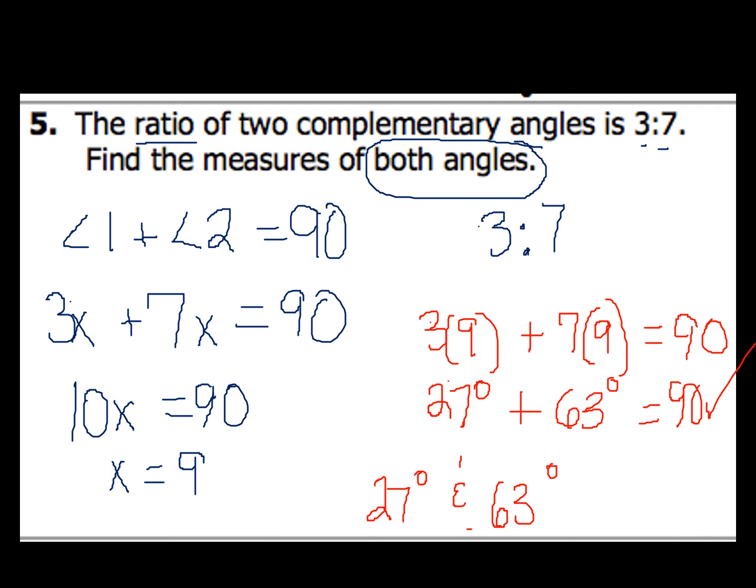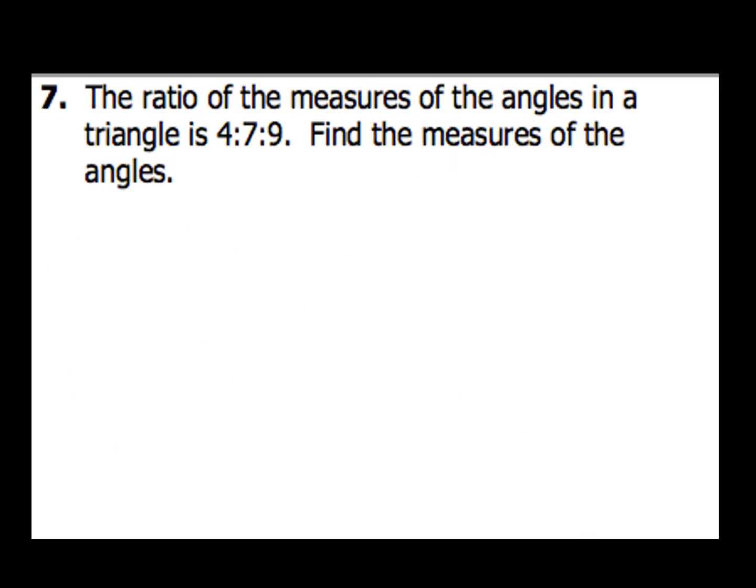Okay. All right, let's take a look at extended ratio one. This says the ratio of the measures of the angles in a triangle are 4 to 7 to 9. Find the measures of the angles. Well, what do we know about an extended ratio?